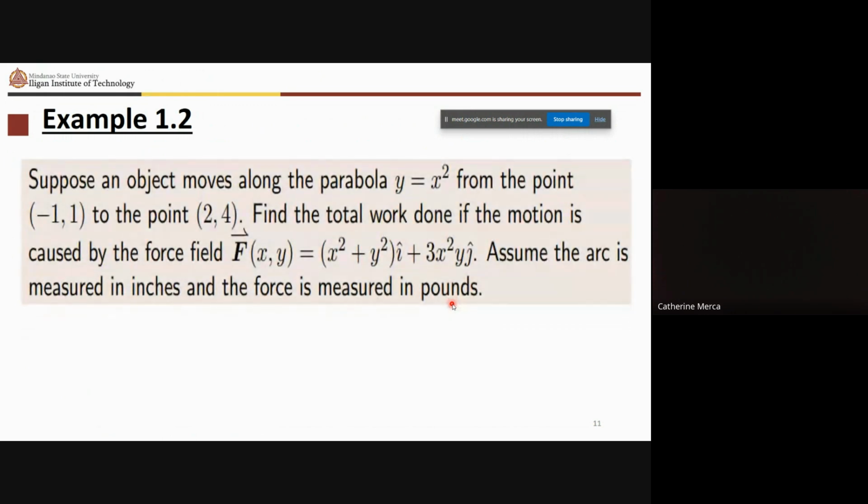Take the first example here. Suppose there's an object that moves along this parabola. This parabola opens upward from the point (-1, 1) to the point (2, 4). We are to find the total work done if this motion is caused by this force field: (x squared plus y squared) i plus 3x squared y j. We will assume that the arc is measured in inches and the force is measured in pounds.